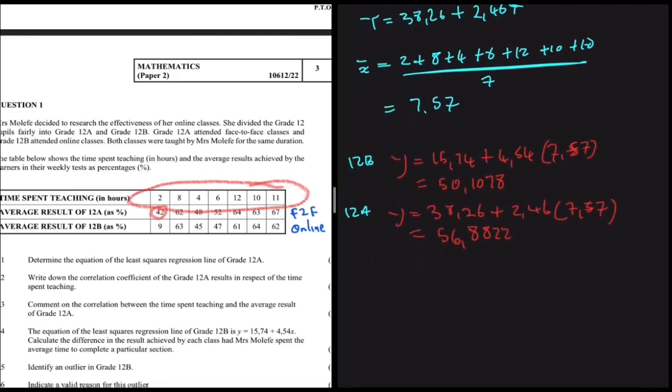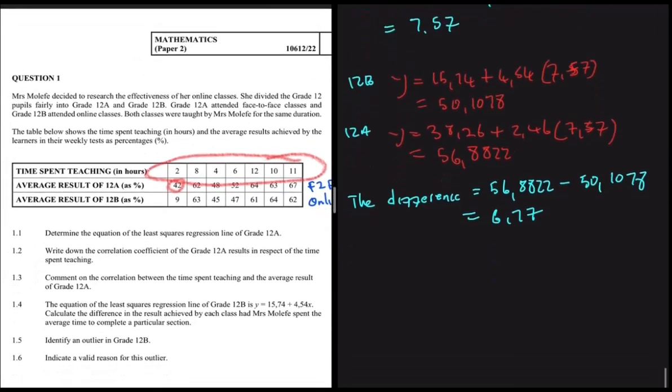So let me just write that in words. The difference is going to be equal to the highest minus the lowest. So that will be 56.8822 minus 50.1078, and the answer for that shall be 6.77. So that is the difference when the teacher spends the average time to complete a particular section.